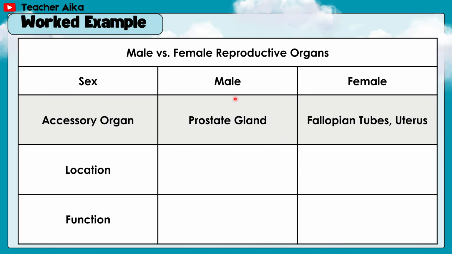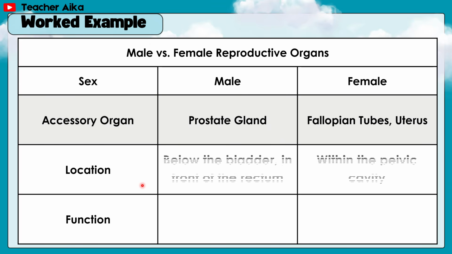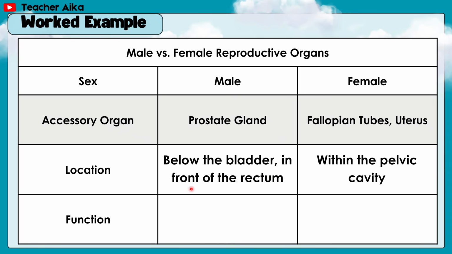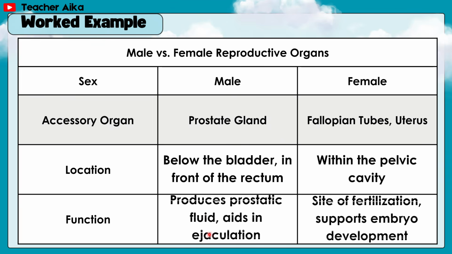Accessory organ. Male prostate gland, location, below the bladder in front of the rectum. Female fallopian tubes, uterus, location, within the pelvic cavity. Male prostate gland, function, produces prostatic fluid, aids in ejaculation. Female fallopian tubes, uterus, function, site of fertilization, supports embryo development.